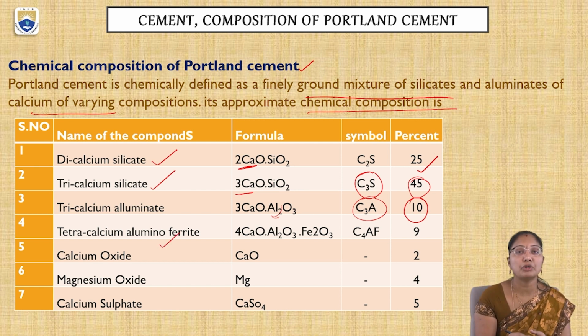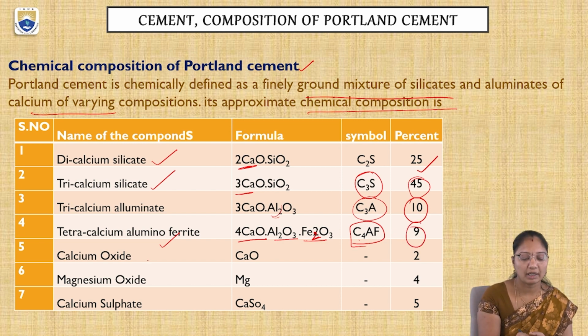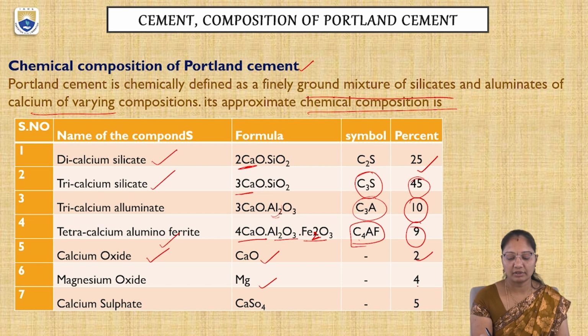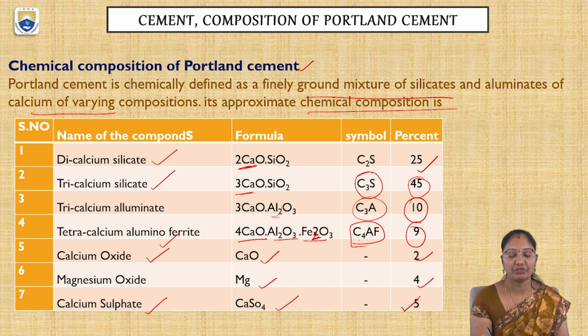Tetracalcium aluminoferrite means an iron compound is also added, which is 4CaO, Al2O3 and Fe2O3. C4AF is the symbol for this, because C represents calcium, A represents aluminium and F represents iron, which is around 9%. Next is calcium oxide, CaO, around 2%. Next is magnesium oxide, MgO, which is 4%. Last is calcium sulfate, CaSO4, around 5%. This is the chemical composition of Portland cement.